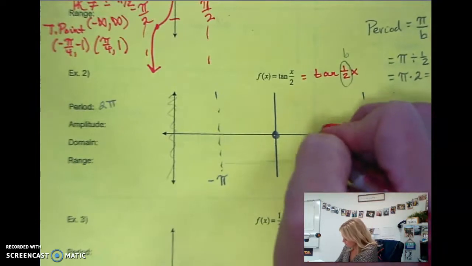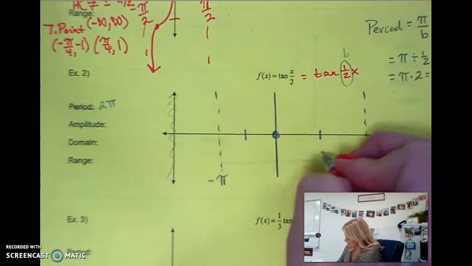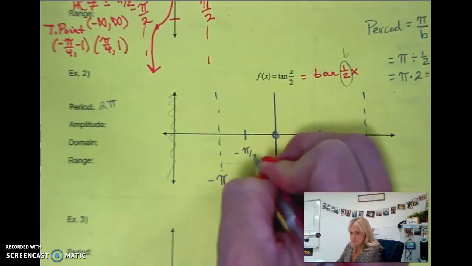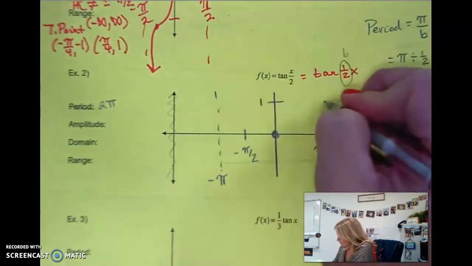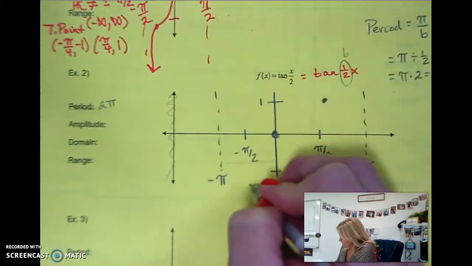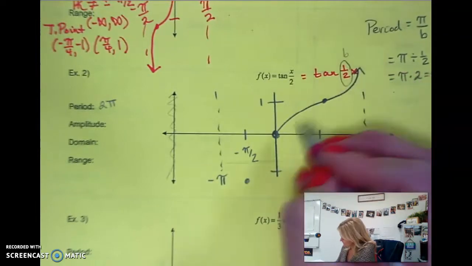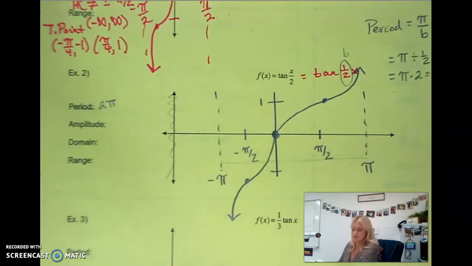My turning points are halfway. So they were at 1/4 of a pi. Now they're going to be at 1/2 of a pi and negative 1/2 of a pi. My amplitude, or A, does not change. So this is still 1 high and 1 low. So it's going to twist and turn this way, twist and turn that way.